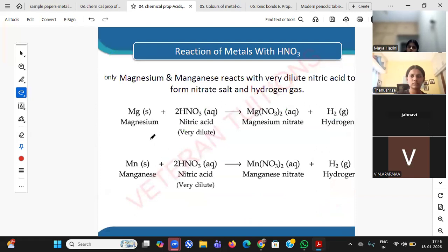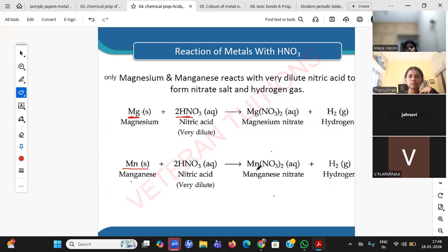So you see, this magnesium with nitric acid, first of all, it should not give hydrogen gas. It should give H2O. But these two metals, again, they give hydrogen gas. Understood? Exception means this. Okay, magnesium, manganese, right answer. So these two metals are exceptions. Again, very, very important.